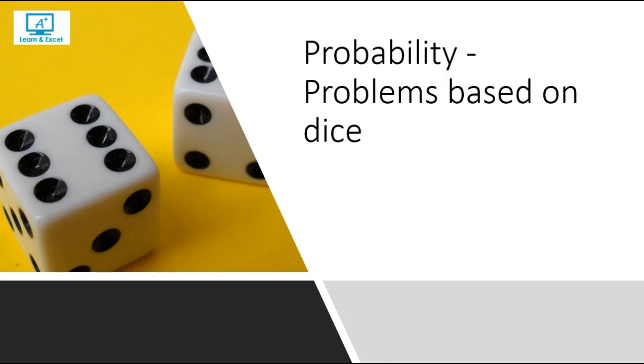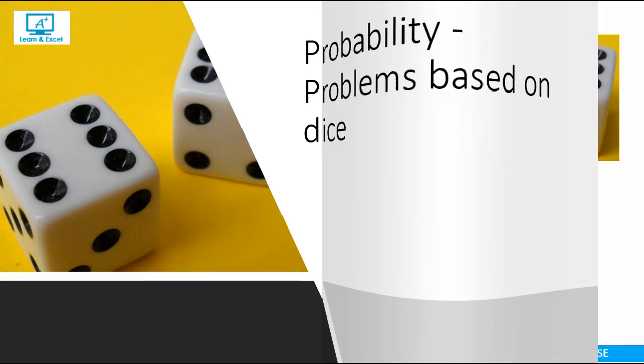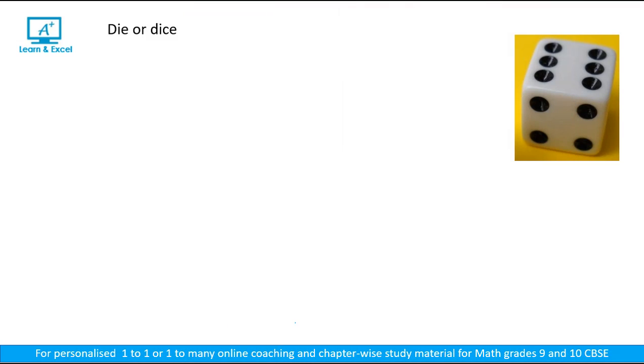Hello everyone. In this video, let us solve some problems based on die or dice. First, let us understand the difference between a die and dice. Die is singular and the plural form of die is dice. So we can say a die is thrown, or we can say two dice are thrown or rolled.